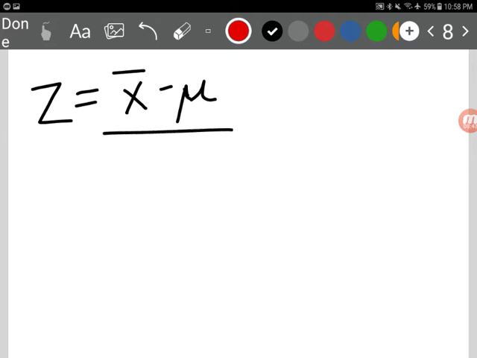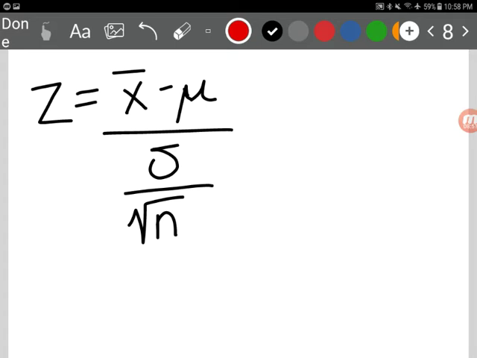Step 2 says use the known population standard deviation, the sample size n, the value of x from the sample, and the population mean from the null hypothesis to compute the standardized sample test statistic. So we're going to look at our sample test statistic. That formula is Z equals X bar minus mu, divided by sigma divided by the square root of n.